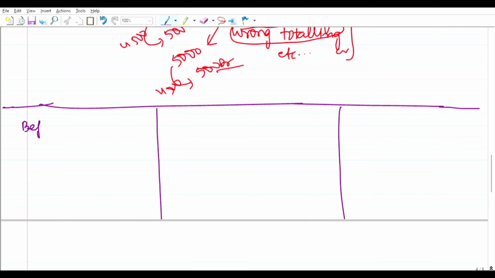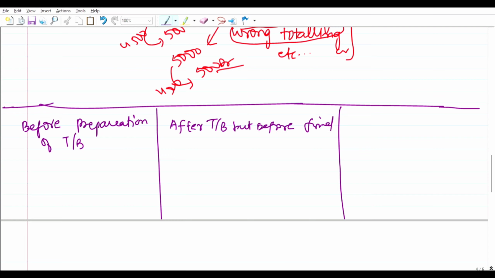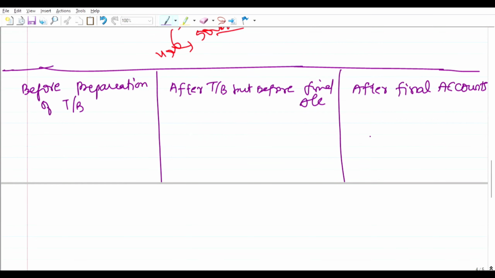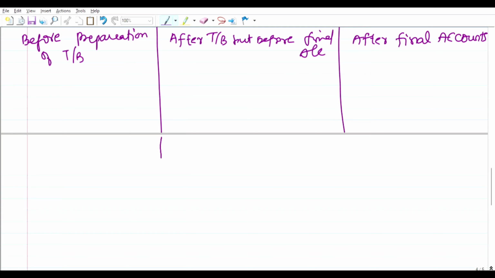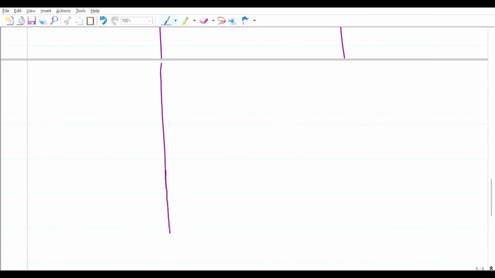Before preparation of trial balance, and the second stage is after preparation of trial balance, but before final accounts, and the next one is after preparation of final accounts. And how do we do these stages? That means how do we rectify the errors in these 3 stages?